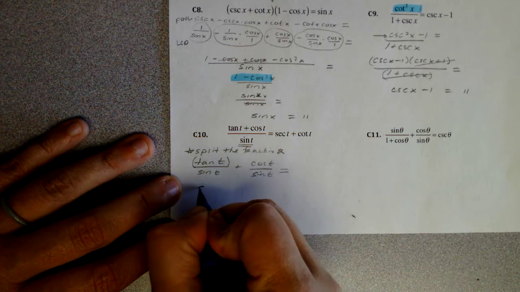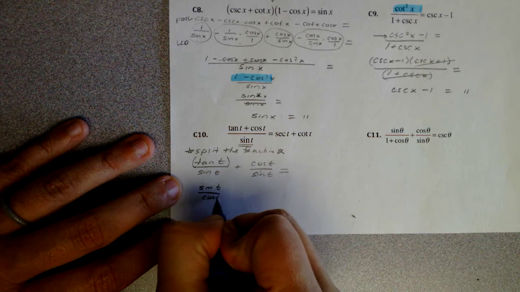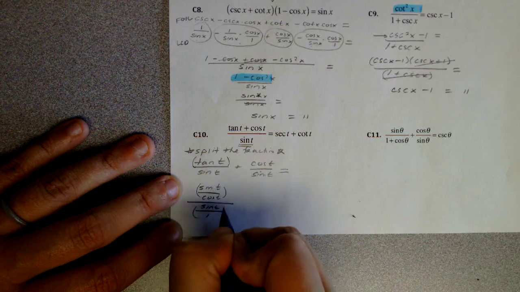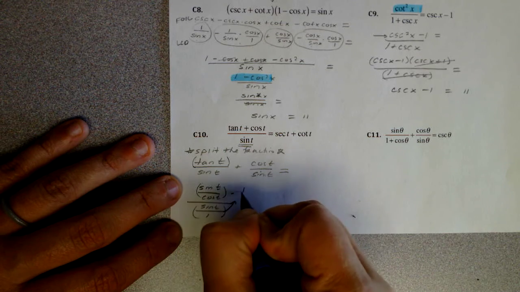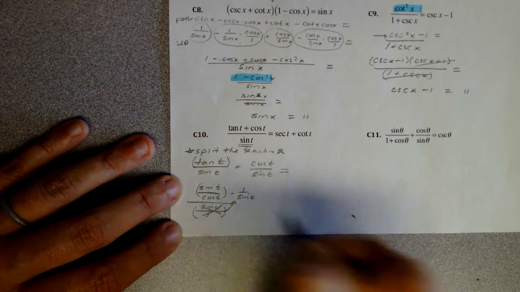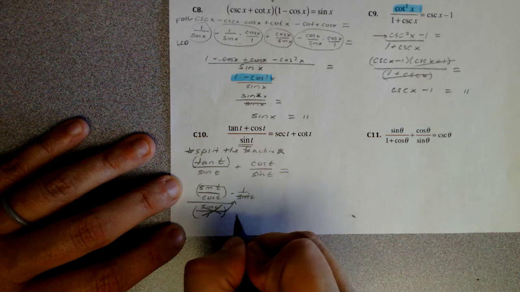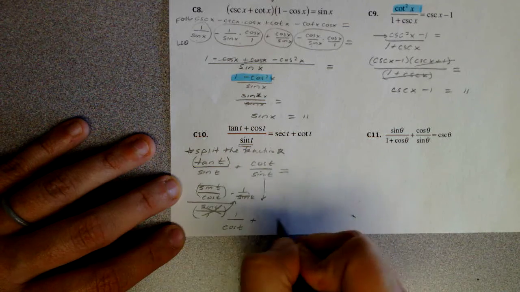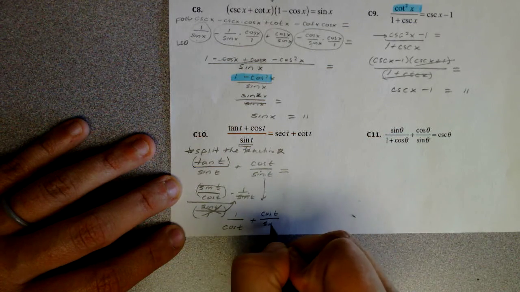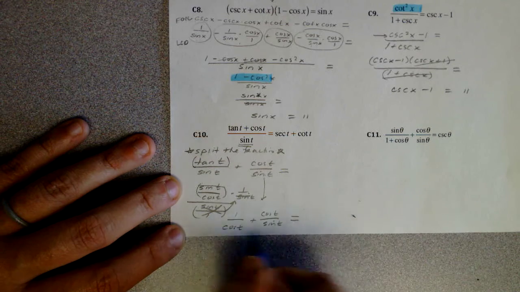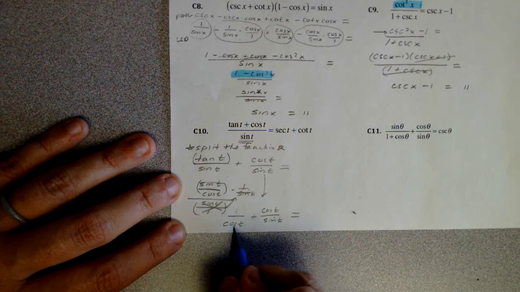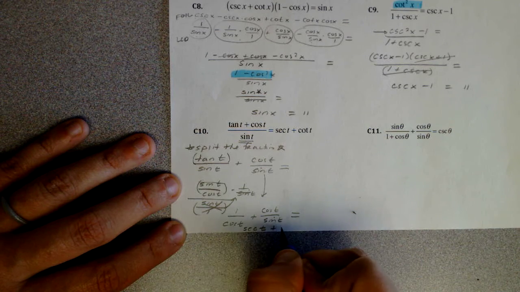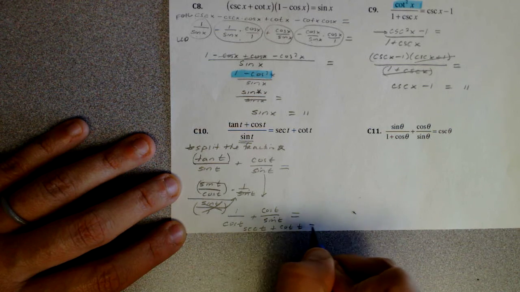Take the top, turn it into sine t over cosine t divided by sine t. Remember to multiply by your reciprocal. The sines cancel and it leaves me with 1 over cosine t plus, we can bring this down here, cosine t over sine t. By definition, 1 over cosine t is secant t, and cosine t over sine t is cotangent t.